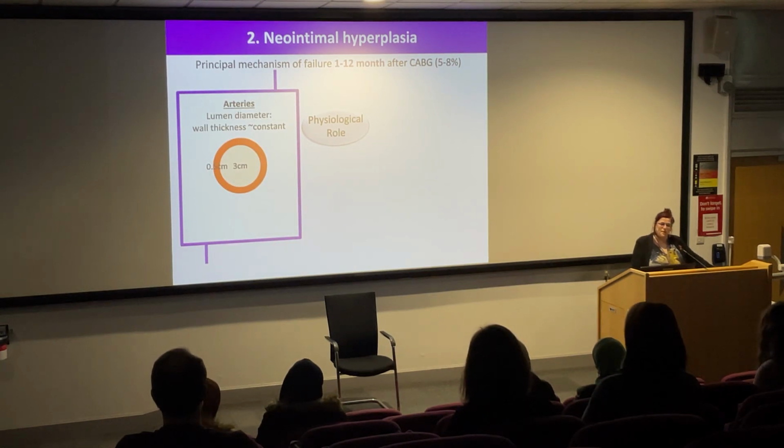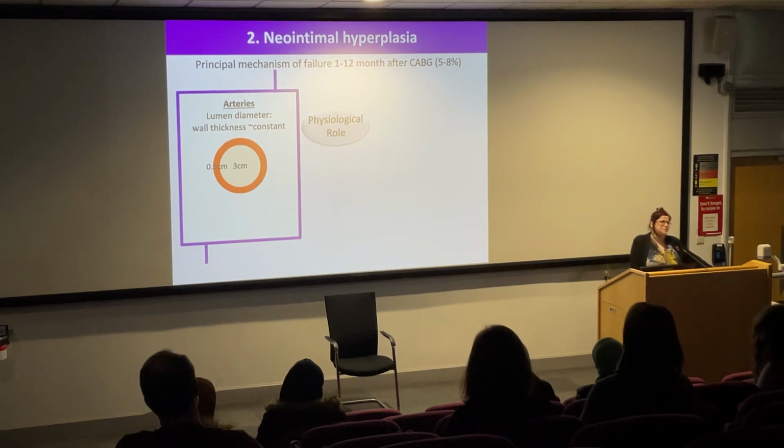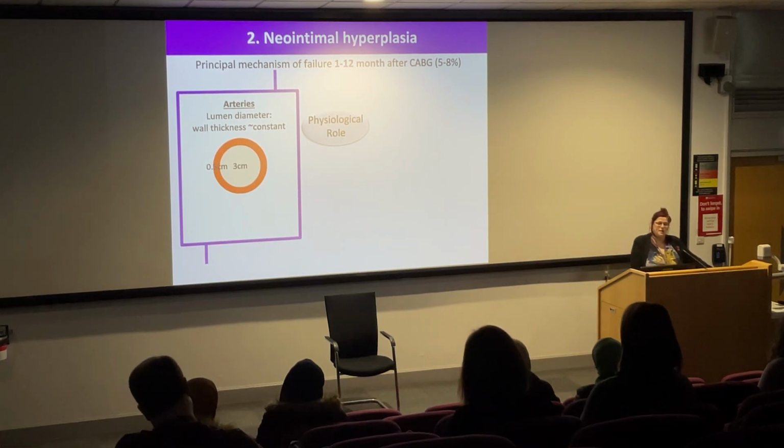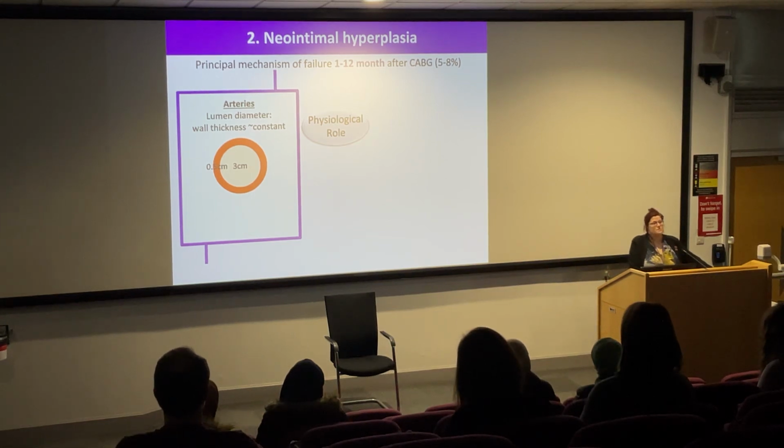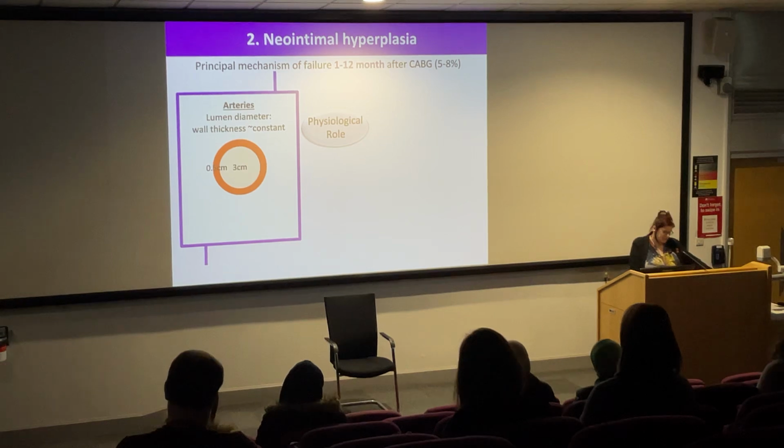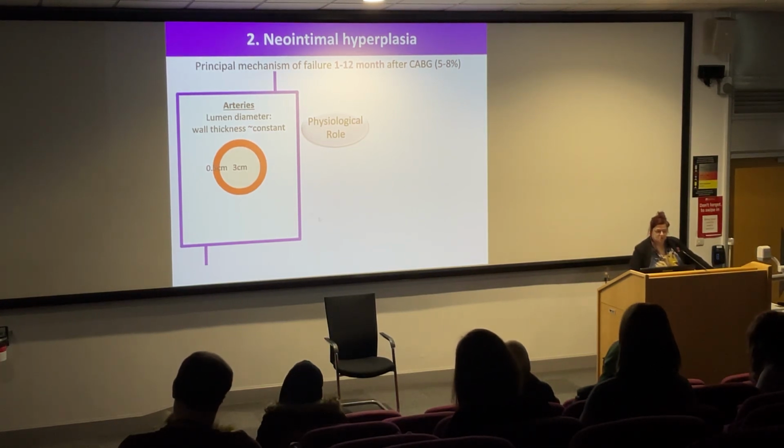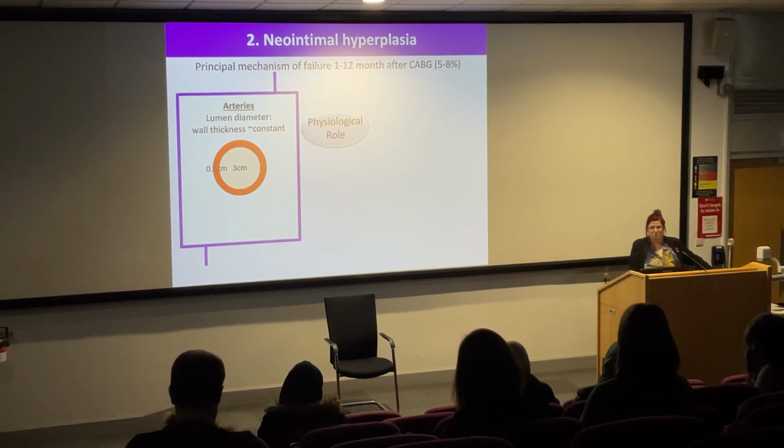So the main way that they have this physiological role is because of the inherent differences between your arteries and your veins. So your arteries, your lumen diameter and your wall thickness is always at a constant ratio. So if you've got a large vessel, if you've got a small vessel, if you look at the ratio between your lumen diameter and your wall thickness, that's going to stay constant. And that's just an example here of 0.5 centimetres and 3 centimetres. It's just giving us an example. Don't go around thinking that all your blood vessels are like that.